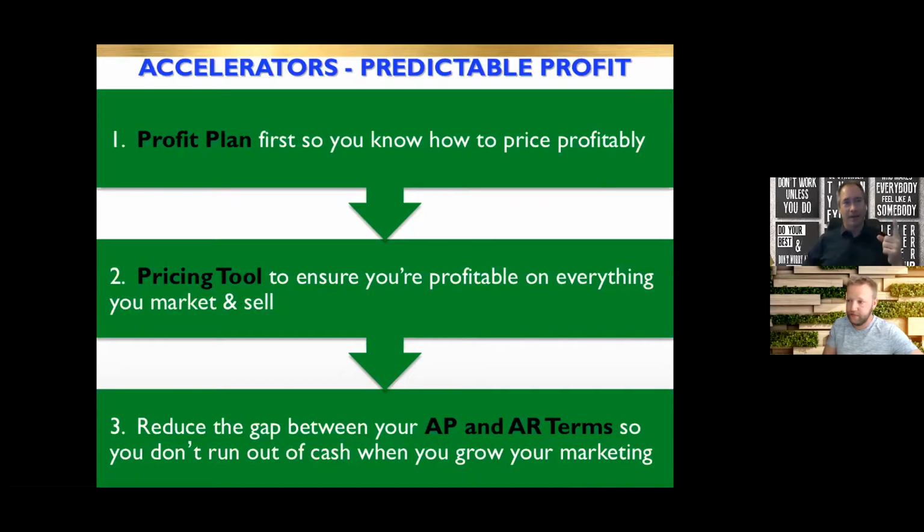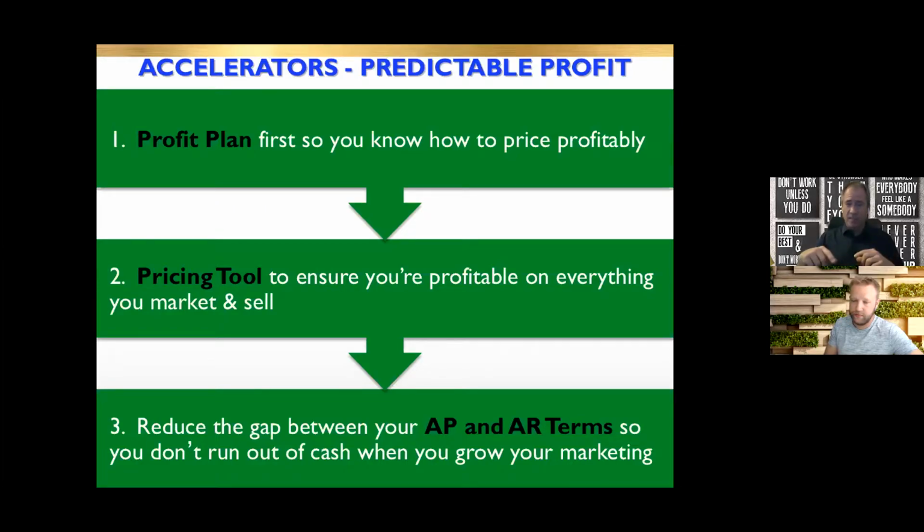Because number one, it says on the screen, you got to build what we call a profit plan. You might say the word budget. We call it a profit plan because sometimes you don't want to build a budget to lose money. You got to build a budget to make money, a profit. So we got to build a profit plan. Now, why a profit plan? Because then you go to number two.